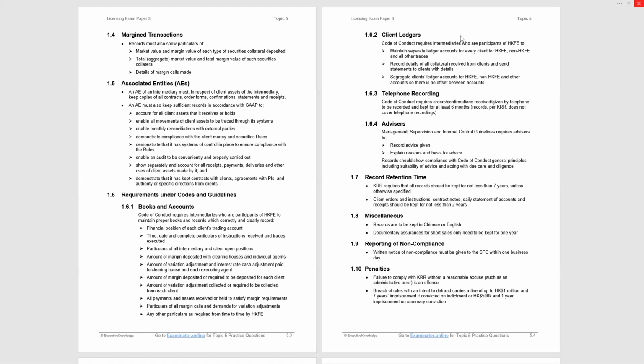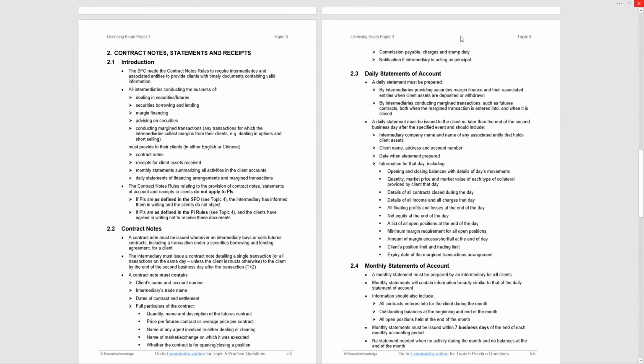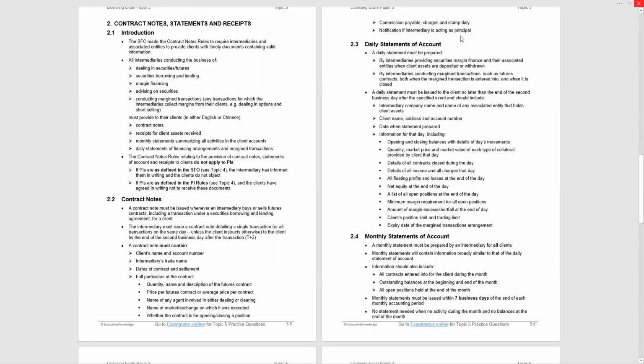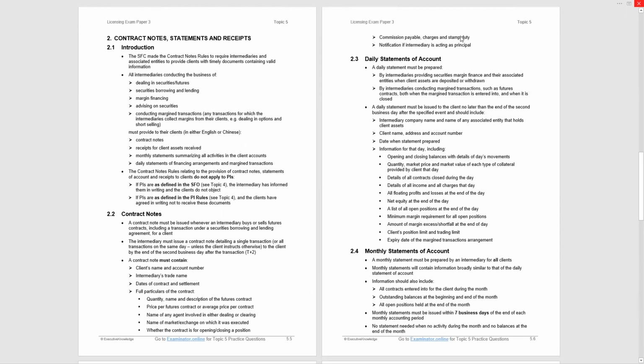And then, as with other rules, reporting of non-compliance must be done within 1 business day, and there are penalties if you fail to comply with the keeping of record rules. If fraud is involved with failure to comply, there can be fines and jail time. You can be imprisoned. Okay, that was the keeping of record rules.